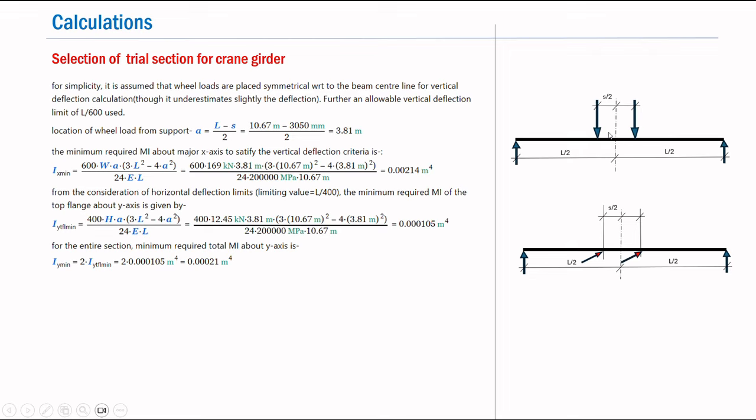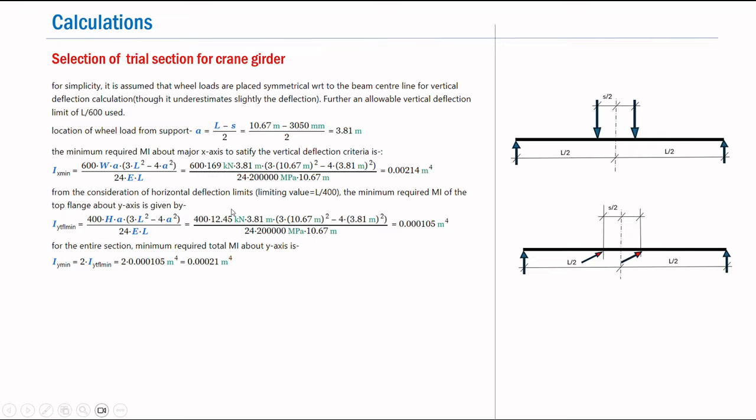For this configuration, we know that the maximum deflection under the wheel load will be W into A into 3L square minus 4A square divided by 24 EI. Accordingly, imposing a vertical deflection limit of L by 600, we evaluate the minimum required moment of inertia about the major axis as Ix minimum is 600 into WA into 3L square minus 4A square divided by 24 EI. Substituting the various values, we obtain this minimum requirement of Ix as 0.0214 meter raised to 4.